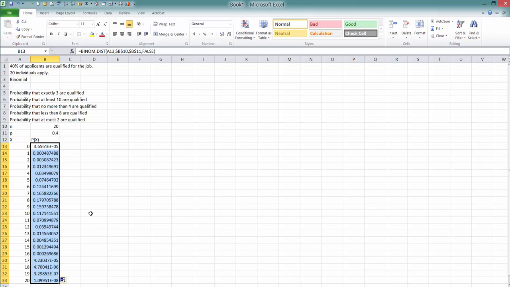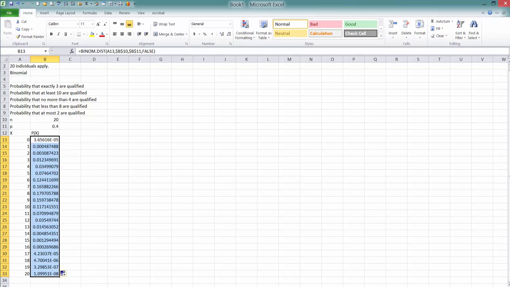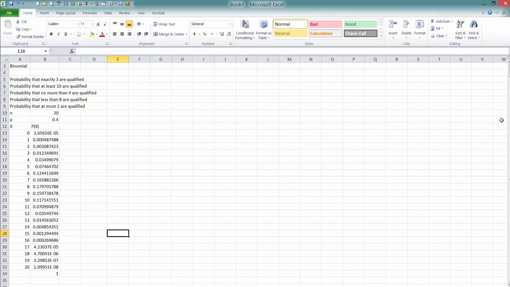and I can double check to make sure that this adds up to 1, and it does. So now I can compute all of these probabilities. What is the probability that exactly 3 are qualified? Exactly 3 would be this probability right here. Probability of x equal to 3.